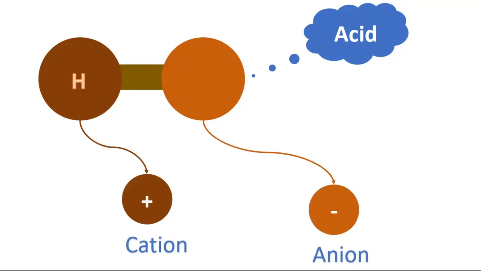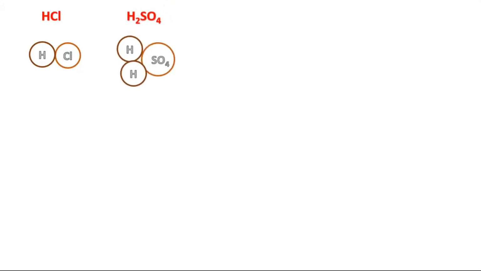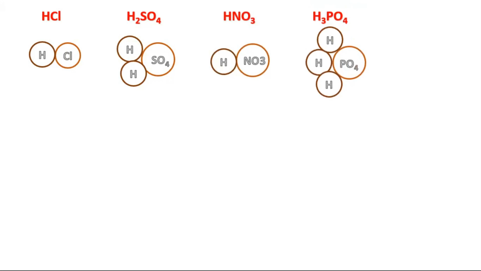The hydrogen part of the acid, when replaced by any metal or ammonium ion, will produce salt. So the anion part of the acid is staying with the salt. Let's observe some acids and their anion parts, like hydrochloric acid with chloride ion, sulfuric acid with sulfate ion, nitric acid with nitrate ion, phosphoric acid with phosphate ion, and carbonic acid with carbonate ion.